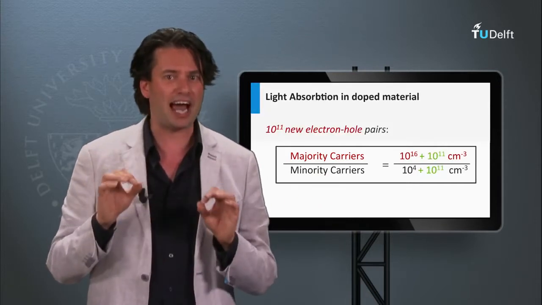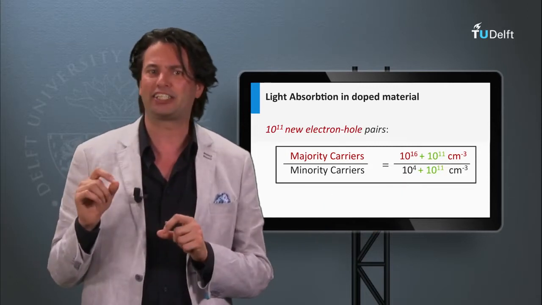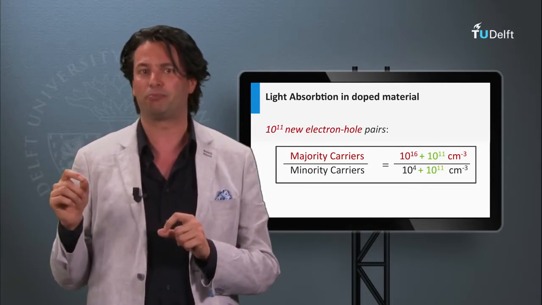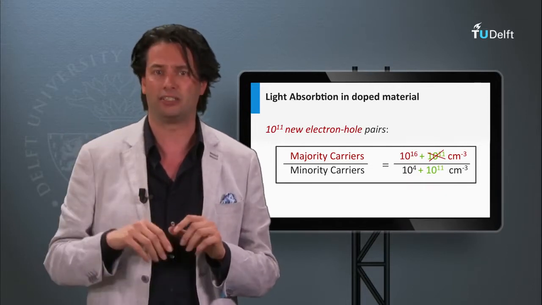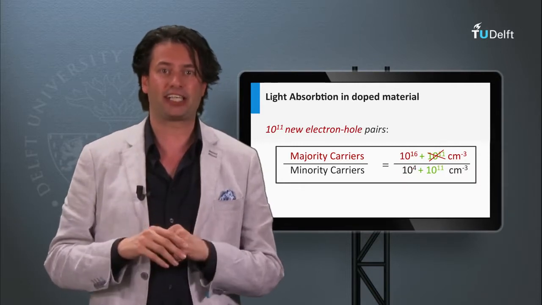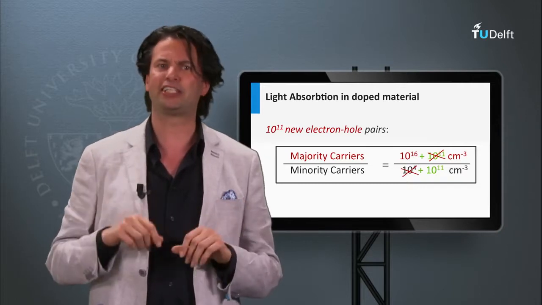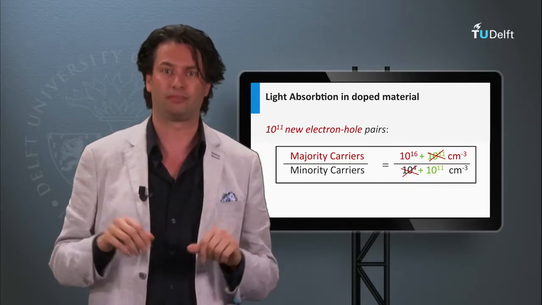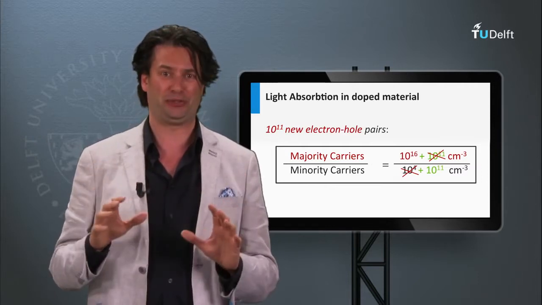So we will simply add up the numbers. What you can see is that the majority charge carrier density is not affected by the light absorption. 10^11 is much smaller than 10^16. On the other hand, the density of minority charge carriers is drastically affected. 10^11 is much larger than 10^4. Its density is increased by 7 orders of magnitude.